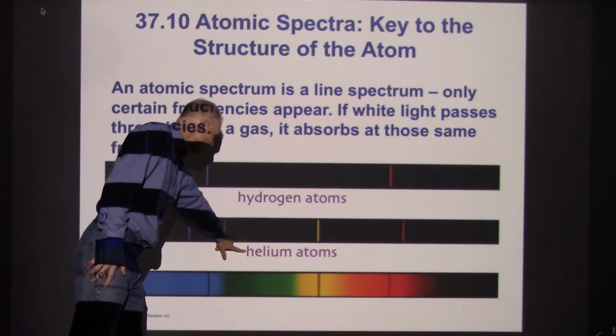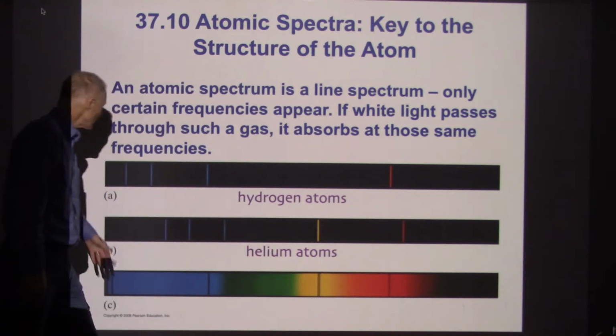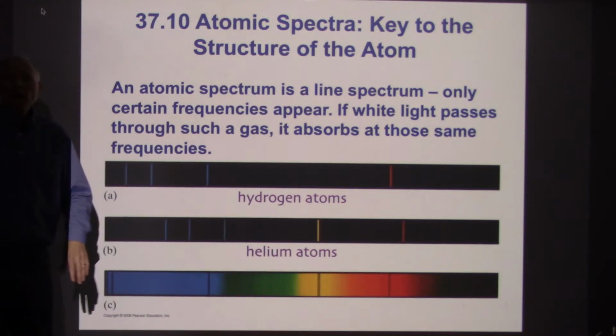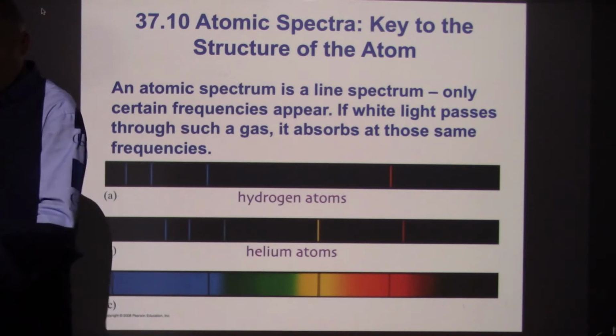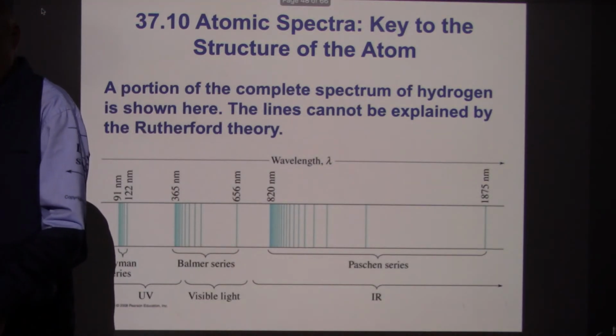Now, if we put a different material in that tube, like helium, the pattern is different. And the question became, and this was back in the 1800s, people were doing these experiments and asking, why do these specific wavelength photons get generated? What's so special about these particular lines in the spectrum? And why does each element or each compound have its own pattern?